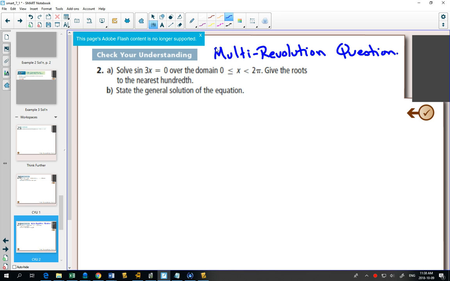Now this question would be easy if it was just sine theta equals 0. So sometimes what people do is they say, let's, to start off, make theta equal to 3x. Because then my question is just sine theta equals 0, and that's super easy to solve for. What is the first letters? That's L-E-T.